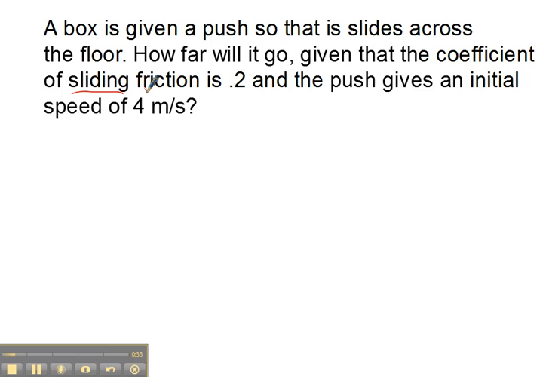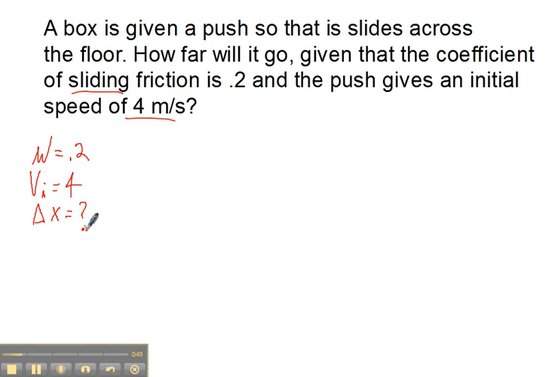All right, so let me just list the stuff that we were given. The coefficient of friction is 0.2. The initial velocity that it starts moving with is 4. And we want to know how far it goes, which in physics we just write as delta x.